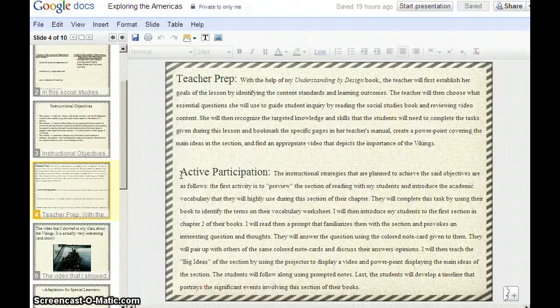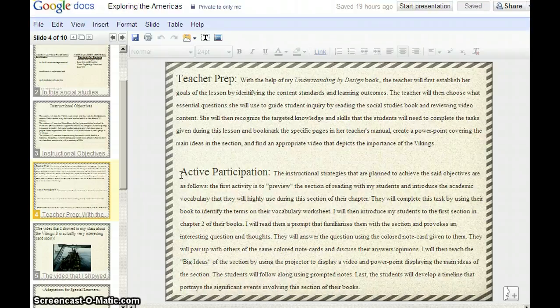I then introduced my students to the first section of chapter 2 in their books. I read them a prompt that familiarizes them with this section, and it also provoked an interesting question and really got them thinking. They then used a colored note card that was given to them at the beginning of class time, and they wrote their answer on there. They were given about 5 minutes, and then they were asked to pair up with members of the class who had the same color of note card as them, and they discussed their answers and opinions.